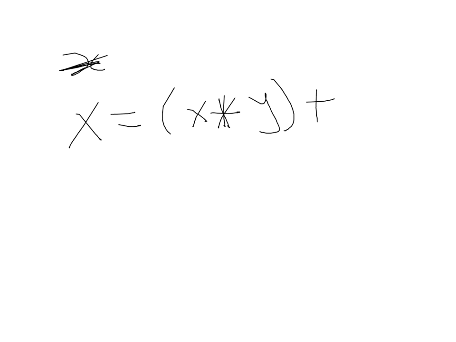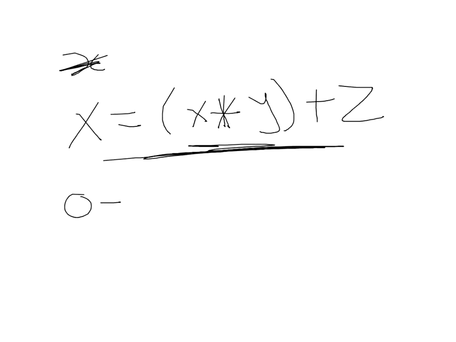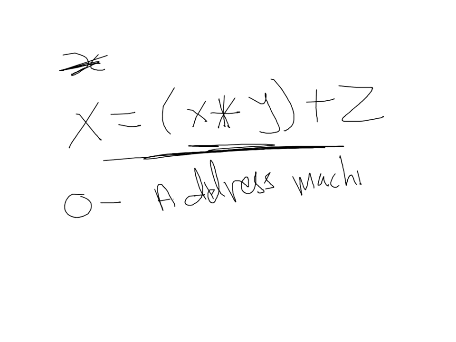طيب السؤال لو حكيت لكم: x تساوي x times y زائدا z. طلعوا لي خطوات الانستركشن باستخدام zero address machine. طلعوا لي خطواته بالزيرو ادريس ماشين وبال1 ادريس ماشين وبال2 ادريس ماشين وبال3 ادريس ماشين.